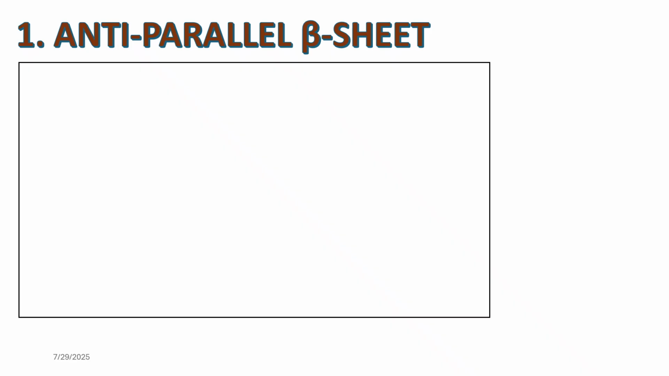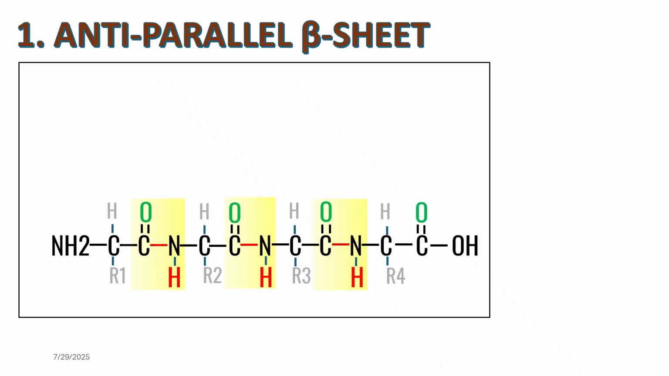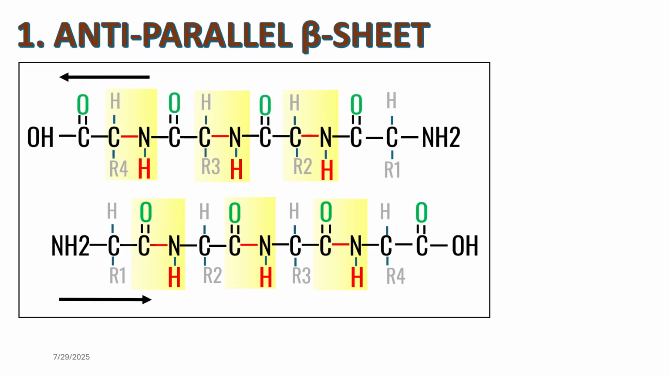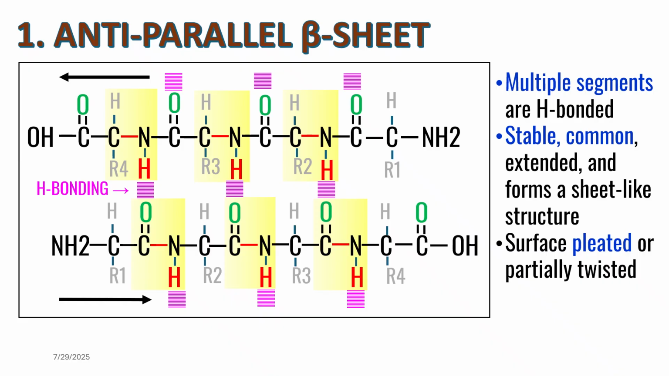Now the second orientation, which is more common, is known as anti-parallel beta sheet. In this case, the participating segments are arranged in an anti-parallel fashion. This is more common, and the reason is that the hydrogen bond maintains its planar geometry. As a result, the bond is relatively stronger than in the case of parallel. This structure is more common under normal conditions. In both cases the surface will be pleated, and the structure is a sheet-like rigid structure.